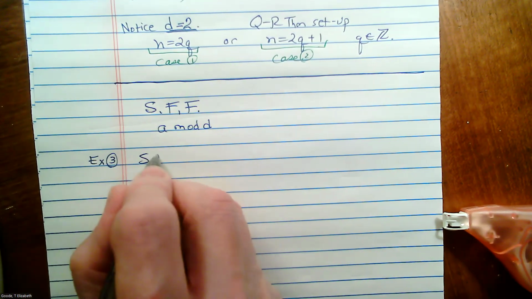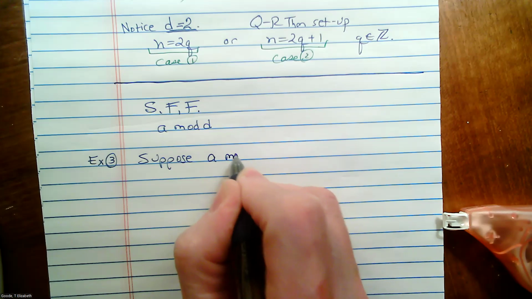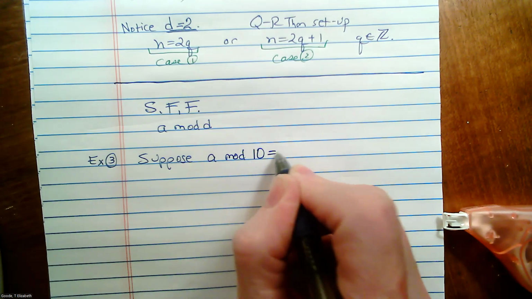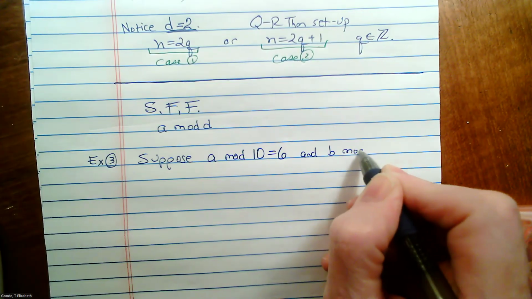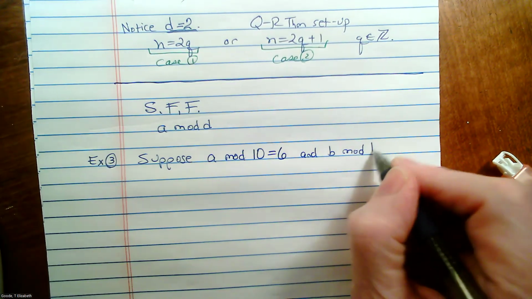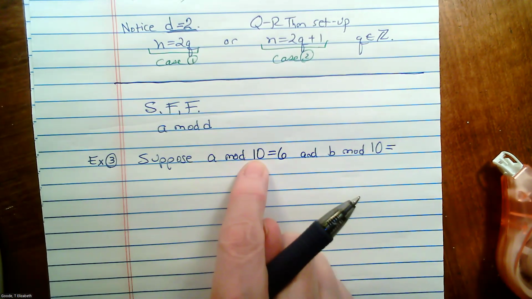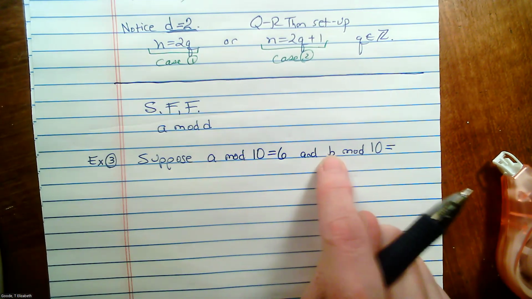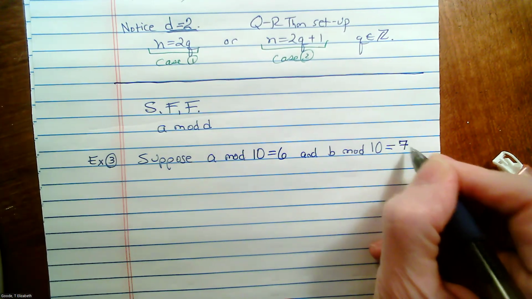All right, so let's suppose that A mod 10 is 6 and B mod 10, the mod has to be the same for us to play it. So they both have to be mod 10. We're dividing A by 10, getting a remainder of 6. We're dividing B by 10. Let's say we're getting a remainder of 7.